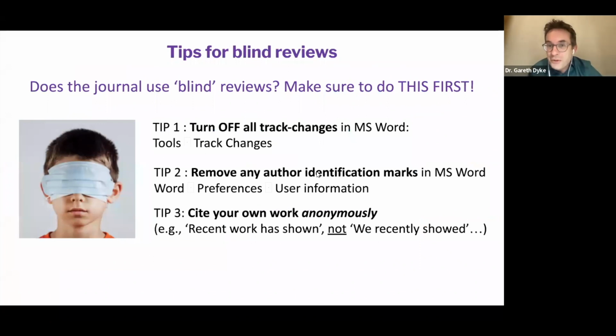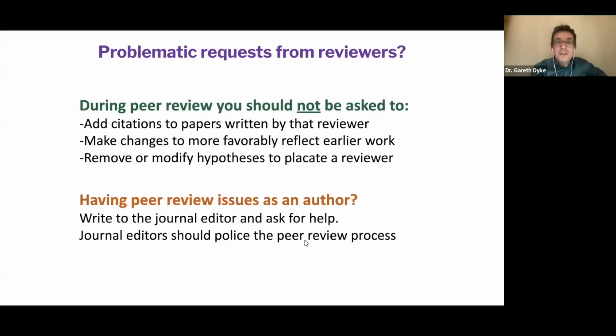So if your journal uses double blind, turn off the track changes in Word, remove any author identification marks, and cite your own work anonymously, because you don't want people to know who you are if you're going into a double-blind process. Also, be aware of problematic requests from peer reviewers.